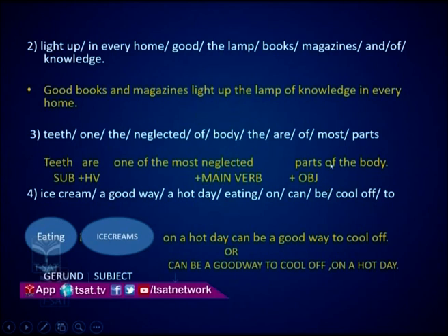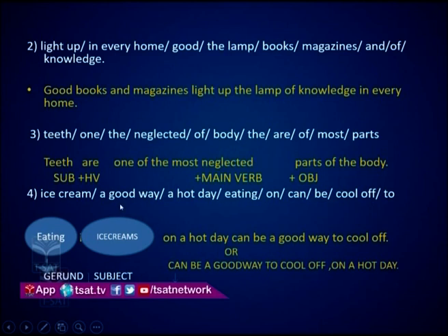You can think of starting, because here article the is there and body is there, you might think of starting the sentence with the body. But if you try to frame the sentence, you won't get a meaningful sentence. The body, parts, teeth and all, that sentence will not be a correct sentence. If you want a meaningful sentence, the subject should be teeth. Teeth are one of the most neglected parts of the body. Hope you have understood this. Let us see the next example.